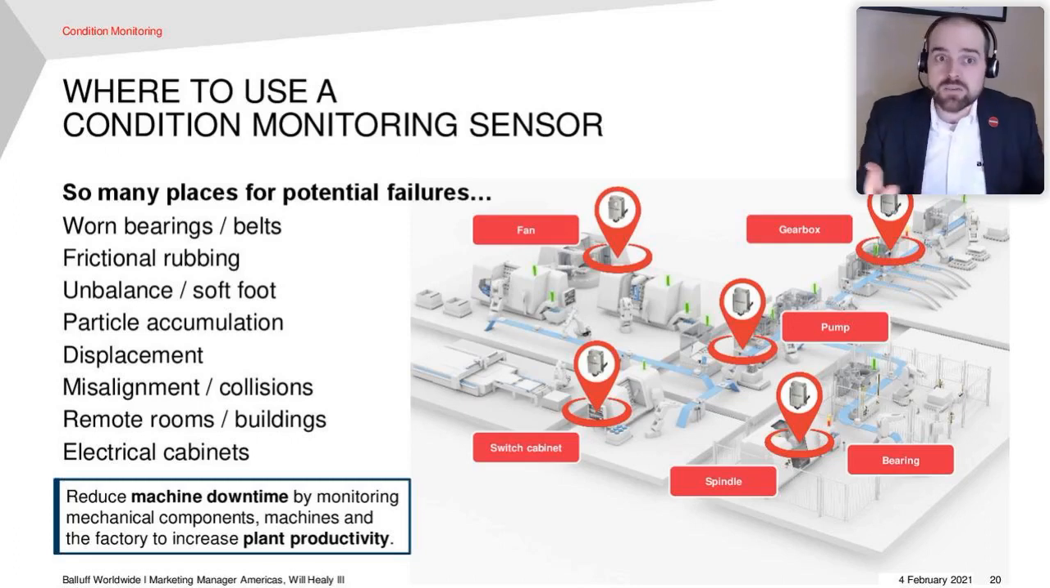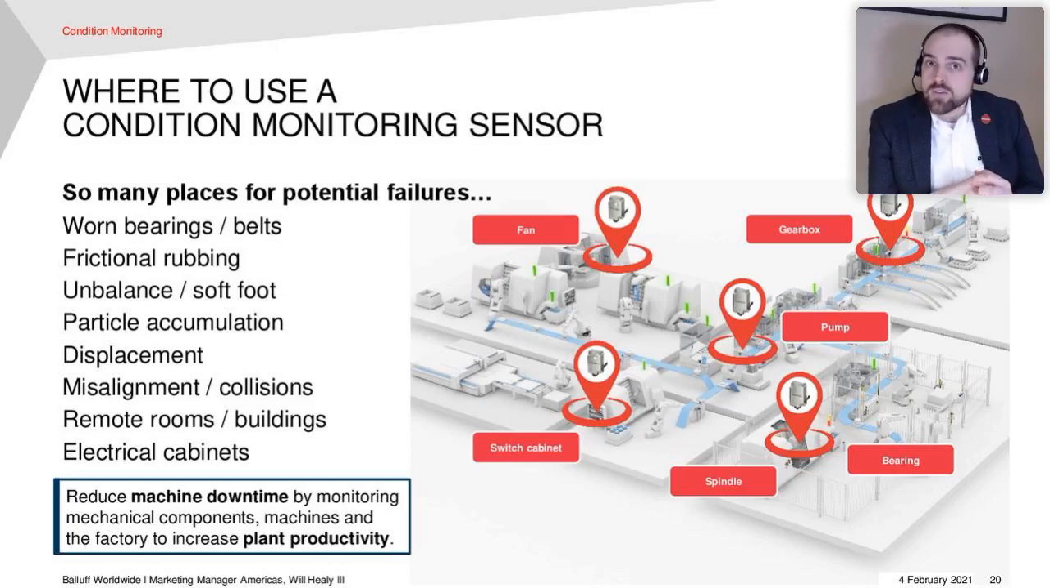So many places for potential failure: worn bearings or worn belts, frictional rubbing between two mechanical components, unbalanced or soft foot, loose bolts on a motor. Particle accumulation on a fan blade can cause imbalance of the fan blade, and then cause wear or frictional rubbing. A lot of these come together as multiple pieces. Displacement, misalignment, or collision of two components.